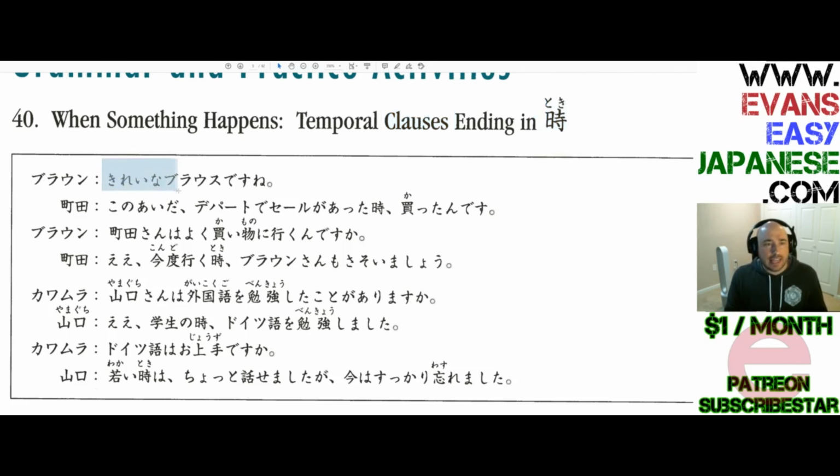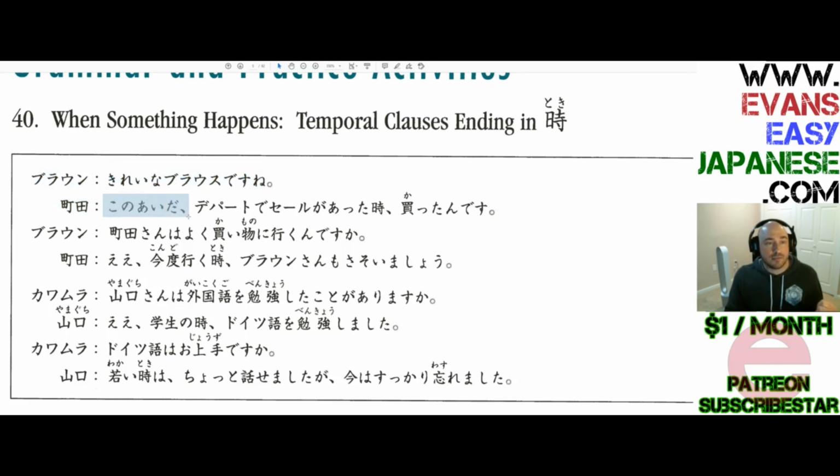So we have きれいなブラウスですね. きれいなブラウスですね. Just trust me if you don't understand this. This means, that is a pretty or a cute, something like that, blouse, isn't it? So notice there's no actual subject listed. Japanese regularly leaves out the subject. So Brown-san is talking to Machida-san, and Brown-san says, that's a pretty blouse.